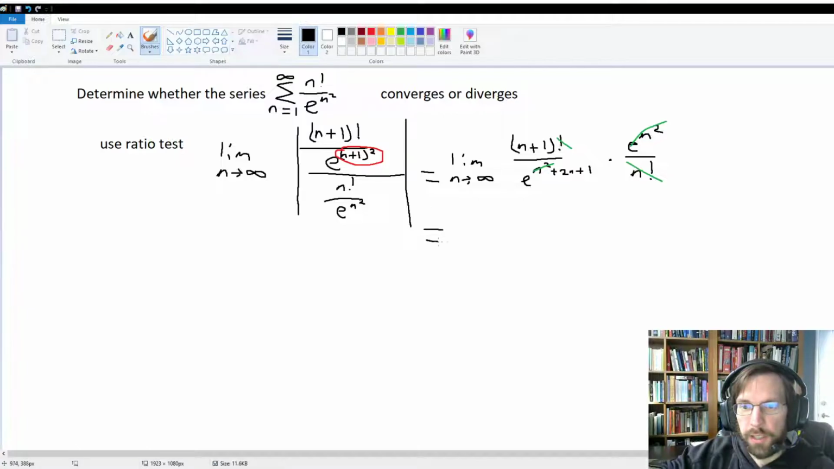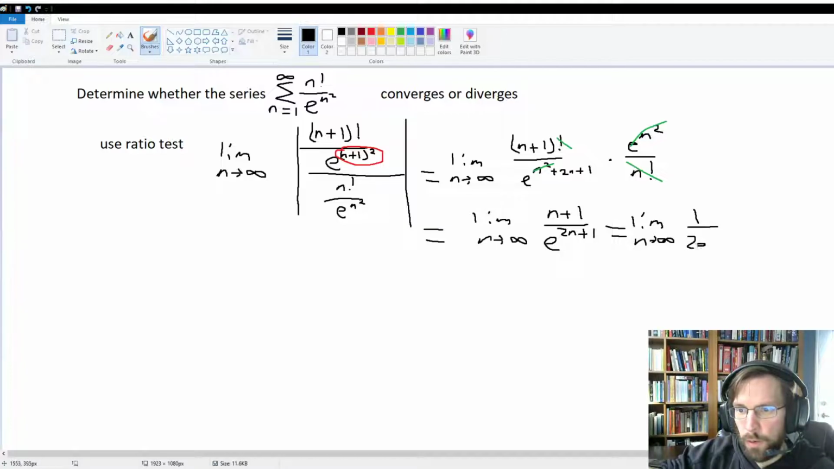Okay, so when we take this limit now, we're taking the limit as n goes to infinity of n plus 1 divided by e to the 2n plus 1. Okay, so if we end up with this, we can use L'Hopital's rule. So you get infinity over infinity. So this is the same as the limit as n goes to infinity of 1 over 2e to the 2n plus 1. That's the derivative of this.